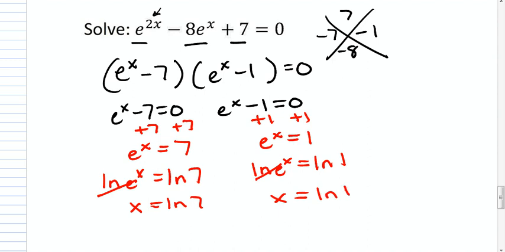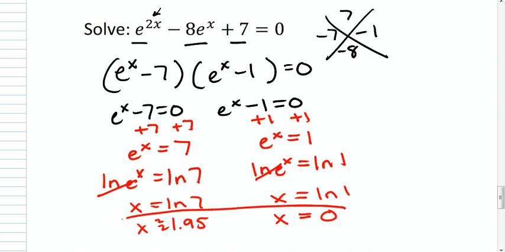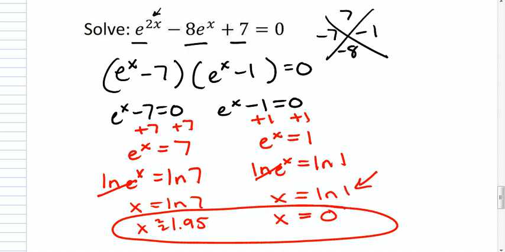To get the decimal ones, you type it in your calculator. Ln of 7 is approximately 1.95, and ln 1 is 0. Because remember, anything to the 0 power is 1. So those would be your decimal answers. These would be your exact answers as ln 7 and ln 1.